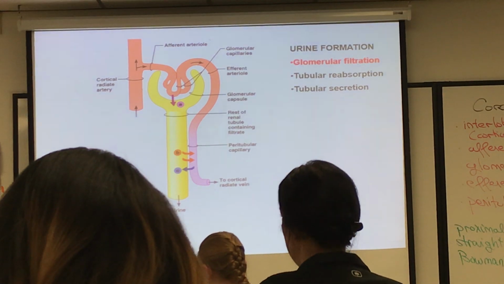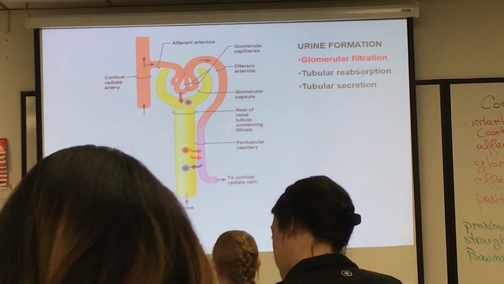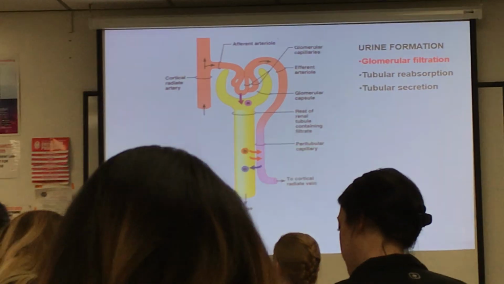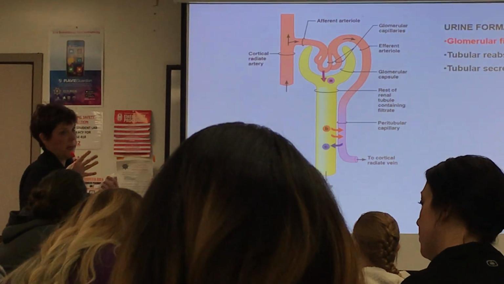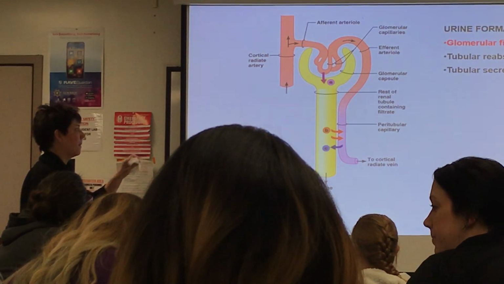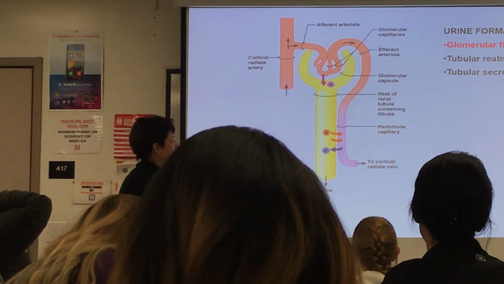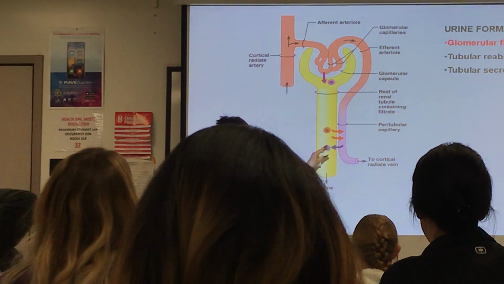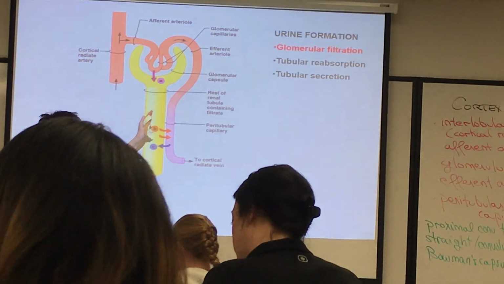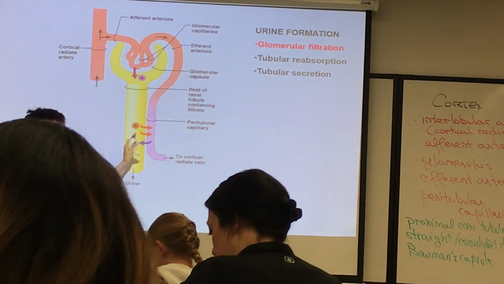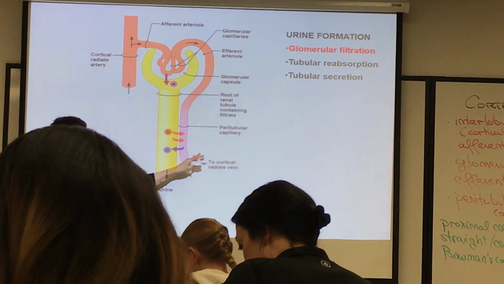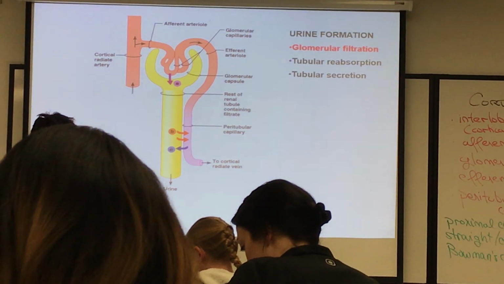If the body needs to get rid of additional components, say you've been taking antibiotics or drugs that are being broken down in the liver, those byproducts will be added to the filtrate. That's called secretion, all right? So reabsorption is moving from filtrate back to blood, and secretion is adding additional material that would have already been filtered, adding even more to the filtrate, all right?